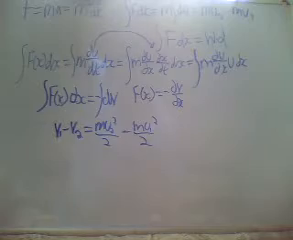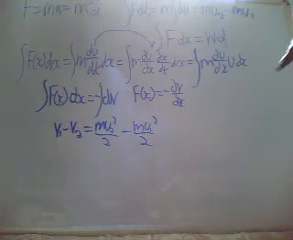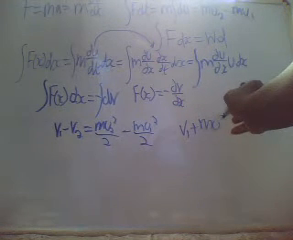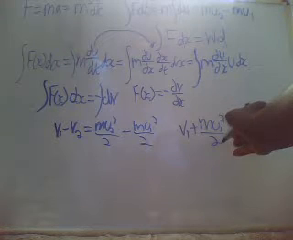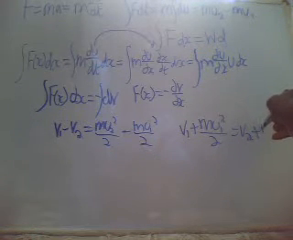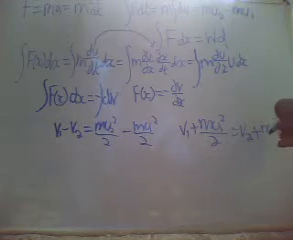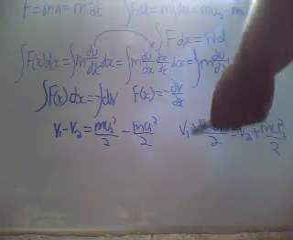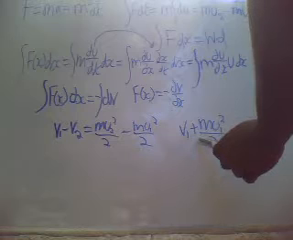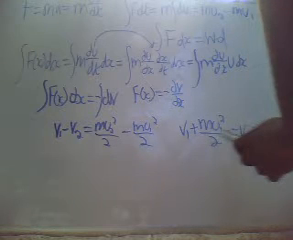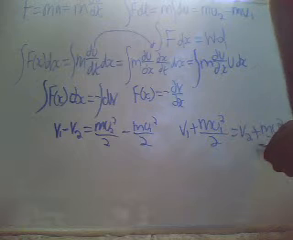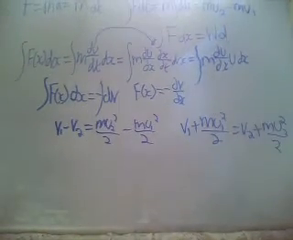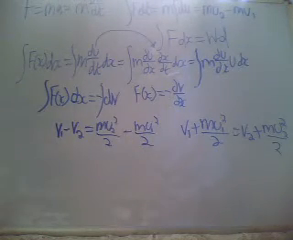We can rearrange so that we have V1 potential energy plus mu squared 1 over 2 is equal to V2 plus mu squared 2 over 2. Now this is magnificent. This is the total energy of our system at the initial time is always equal to the total energy of our system afterwards. So there, we've just shown the conservation of energy, kinetic energy.